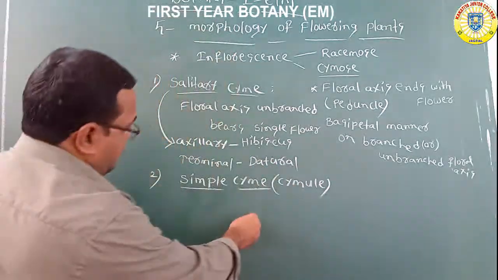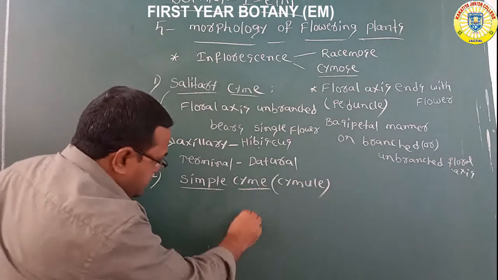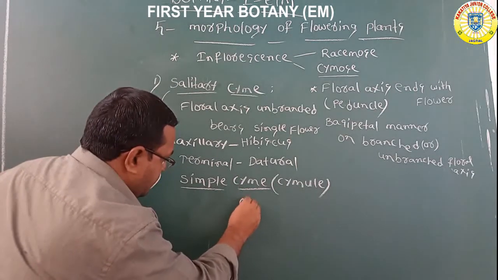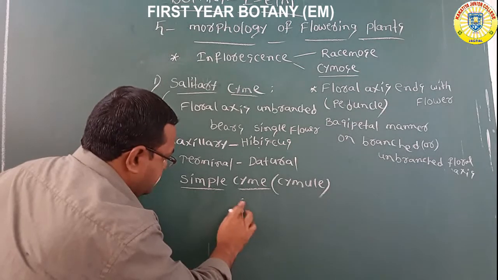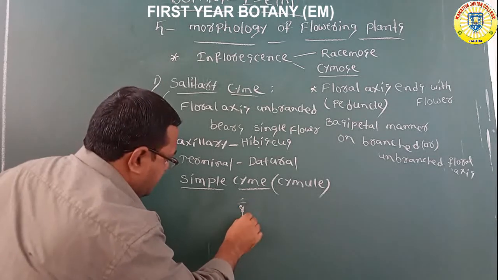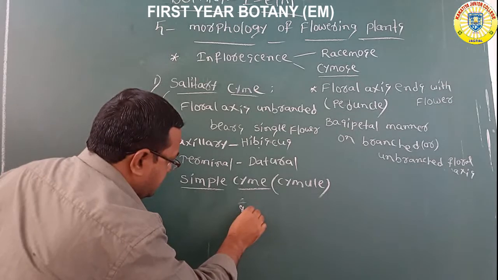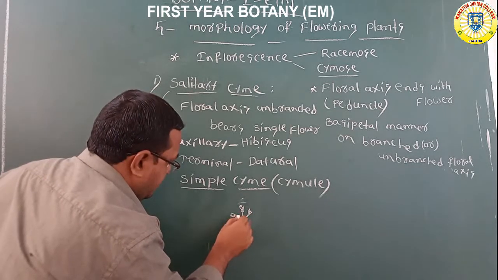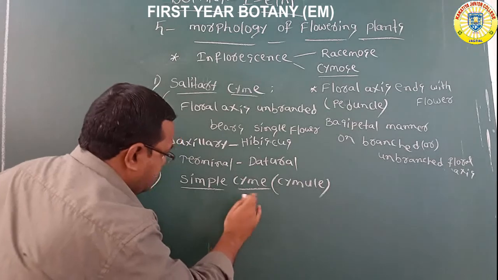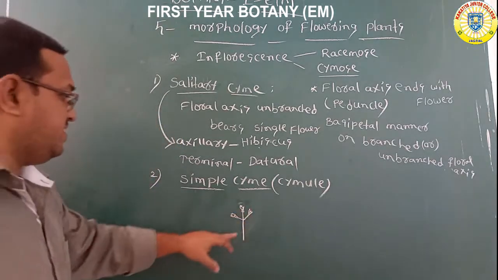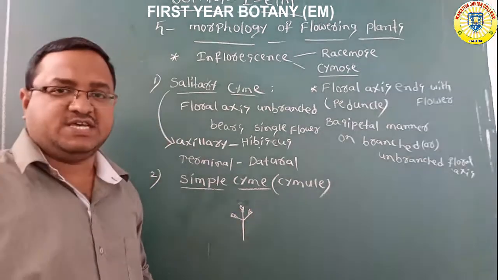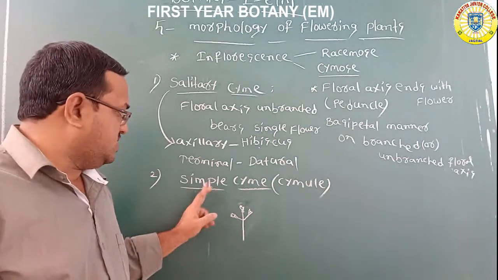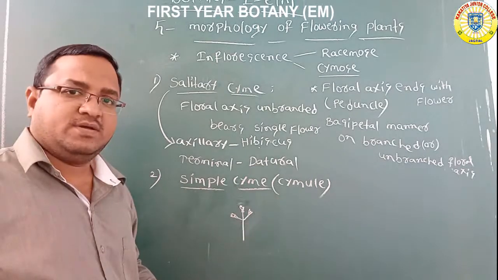Three flowered cymose inflorescence you can see clearly. This is called simple cyme or cymule.